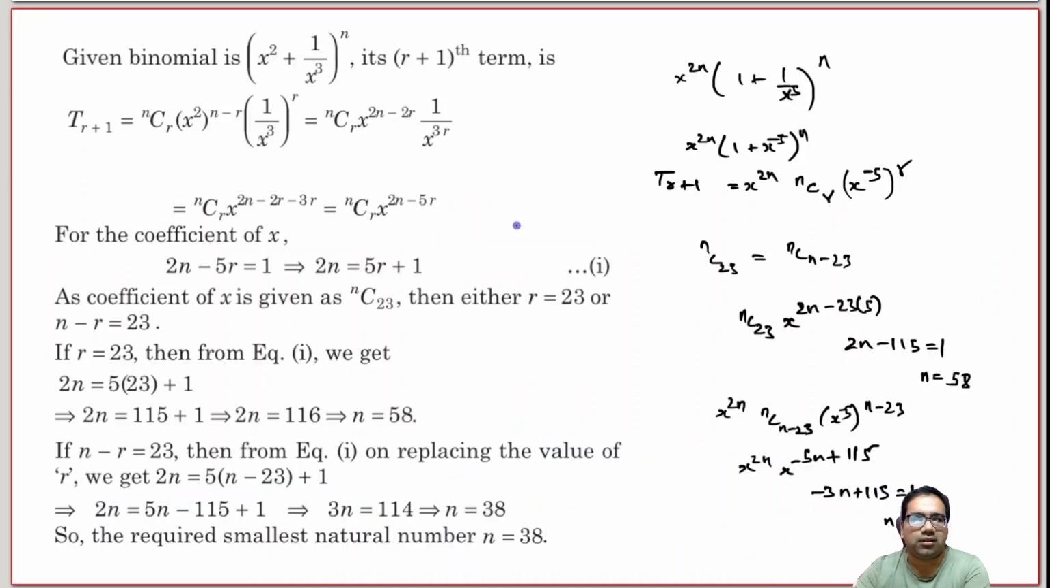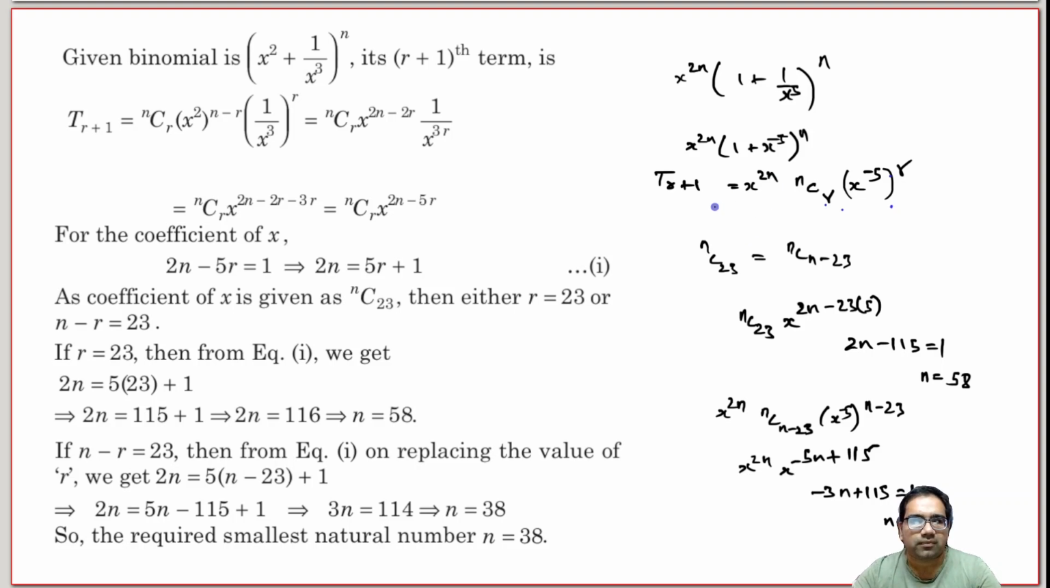Now for (x² + 1/x³)ⁿ, if we take x² outside, it becomes x²ⁿ times (1 + 1/x⁵)ⁿ, which is (1 + x⁻⁵)ⁿ. So what is the (r+1)th term here? x²ⁿ is common, times nCr (x⁻⁵)ʳ, because 1 to the power anything is 1.